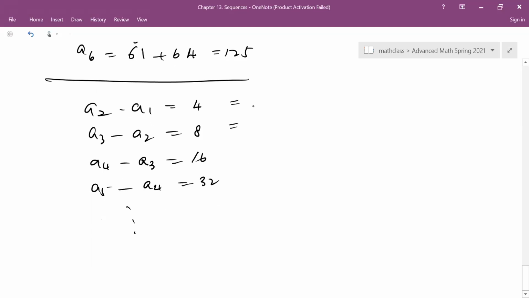So I need to figure out what is, 4 is 2 squared, 8 is 2 cubed, then 2 to the 4th power, 2 to the 5th power. So you see this corresponds to that. So an minus a(n minus 1) should be equal to 2 to the power n.